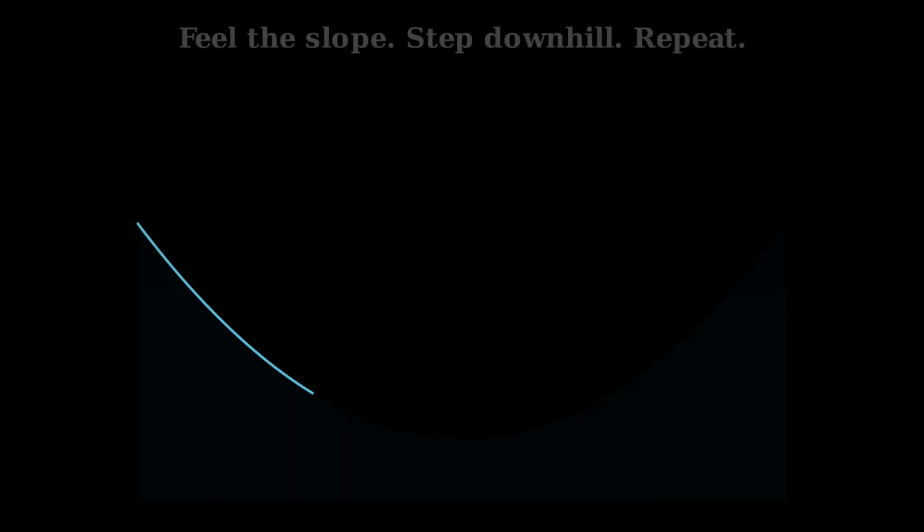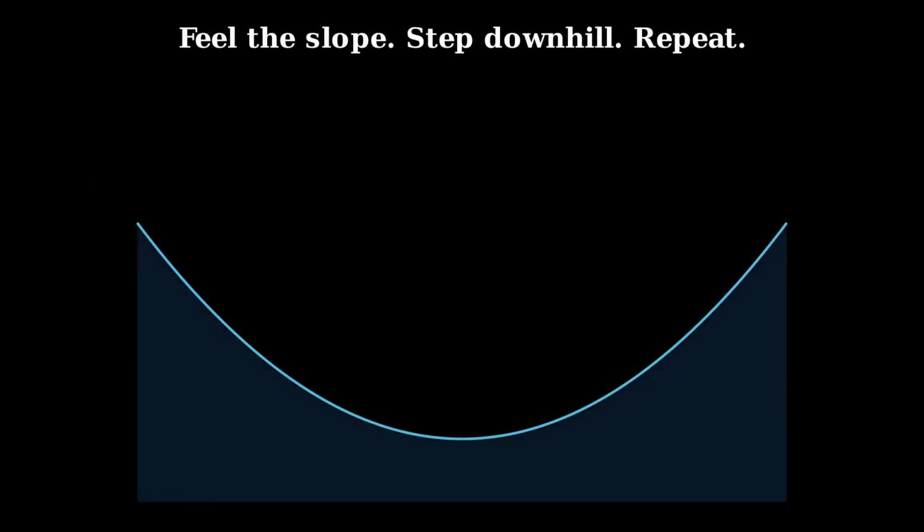But here's the catch. The model can't see the whole curve. It only feels the slope right under its feet. That slope has a name, the gradient. It points straight uphill. So to go down, you step the other way.